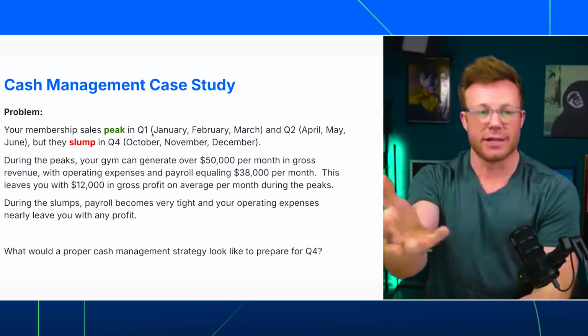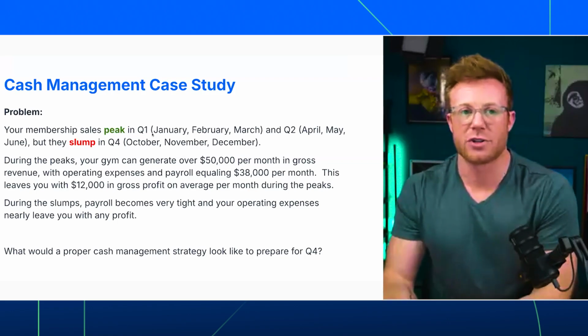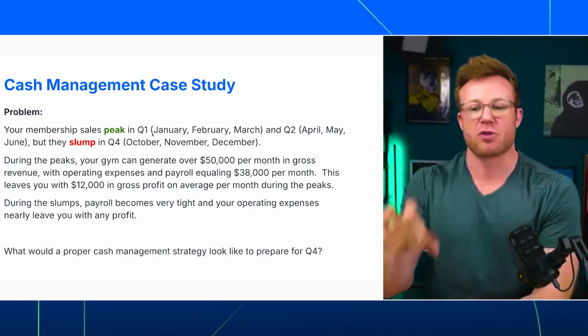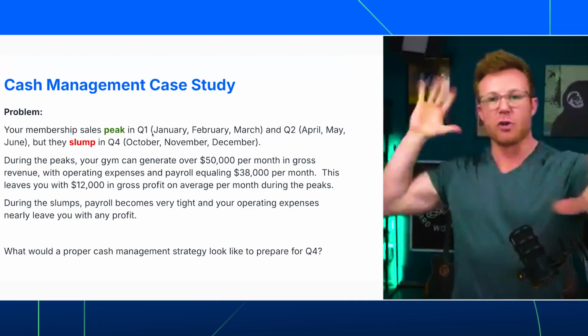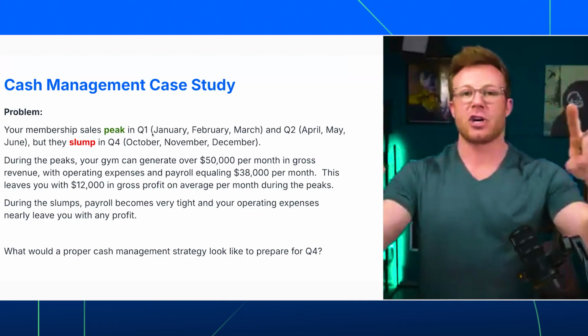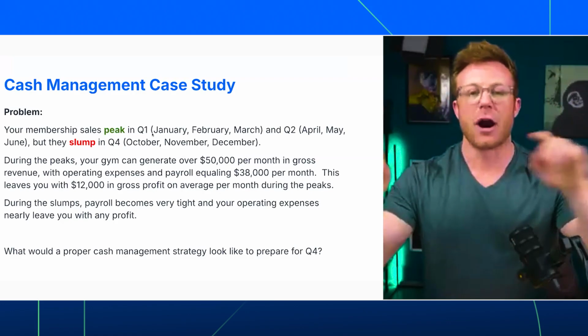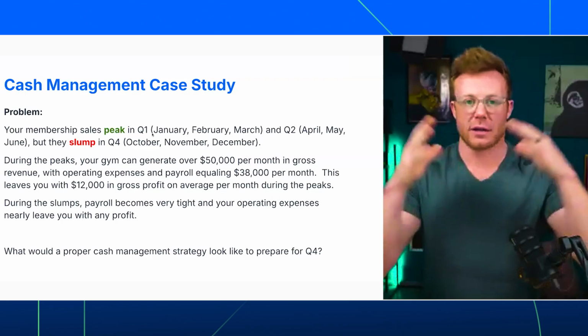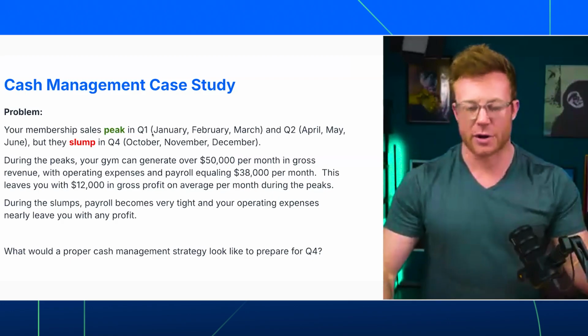So as a problem, as you guys answer this, you could answer in the chat, or just speak amongst yourselves: what would a proper cash management strategy look like? If you're a gym owner and you zoomed out, dude, I kill it in Q1 and Q2, but I always eat it in Q4. What would you do? What is a logical strategy you would put together?